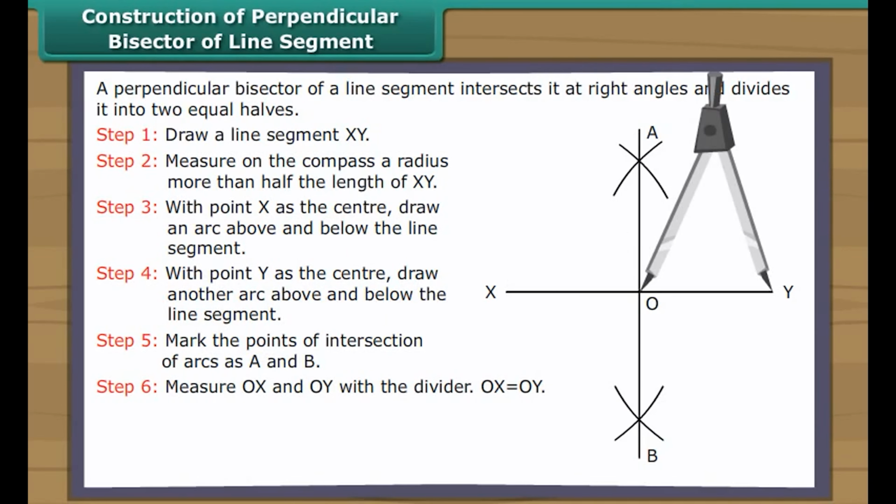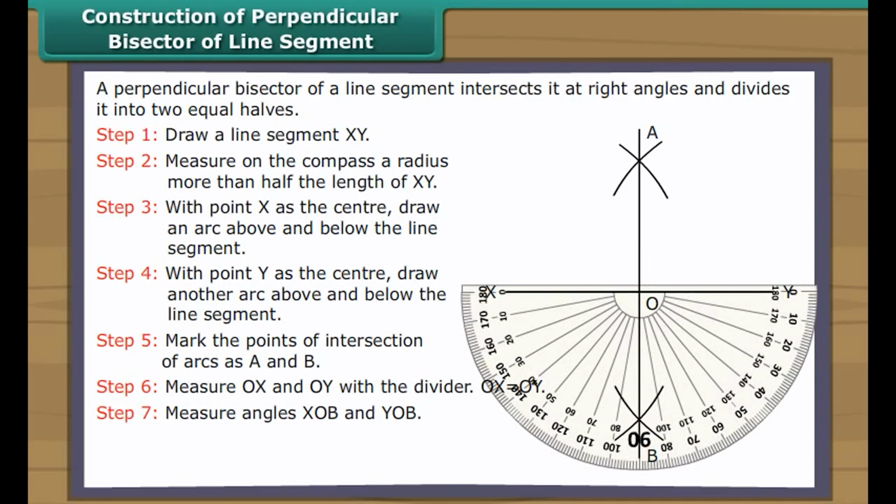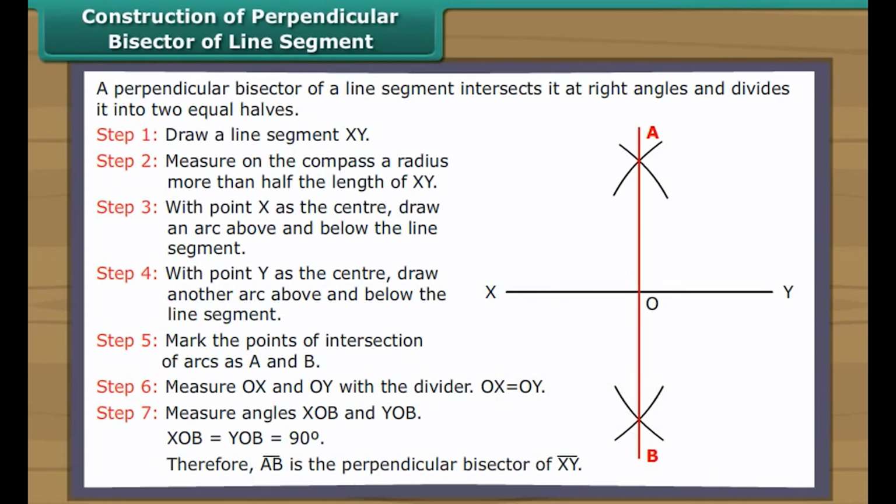Measure OX and OY with the divider. OX is equal to OY. Measure angles XOB and YOB. Angle XOB is equal to angle YOB is equal to 90 degree. Therefore, AB is the perpendicular bisector of XY.